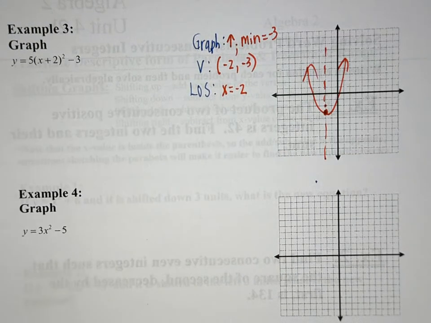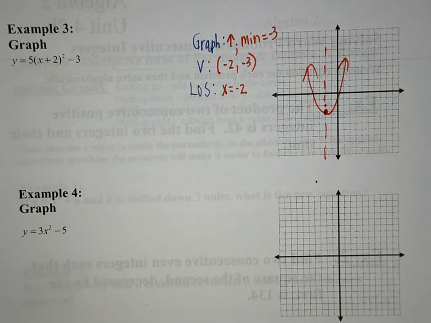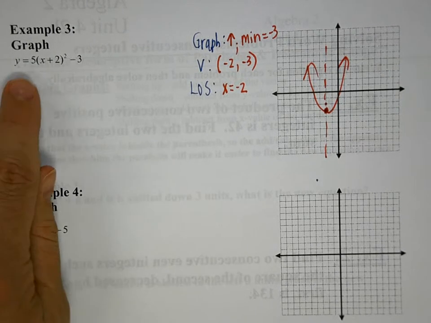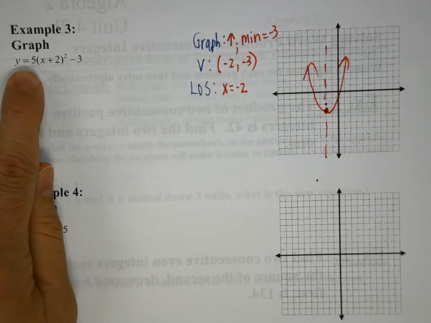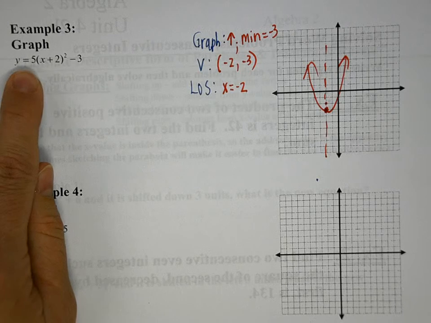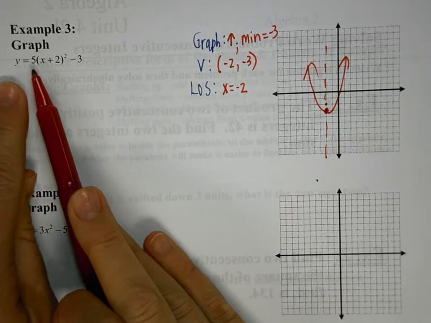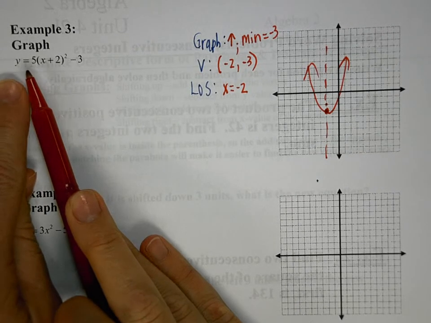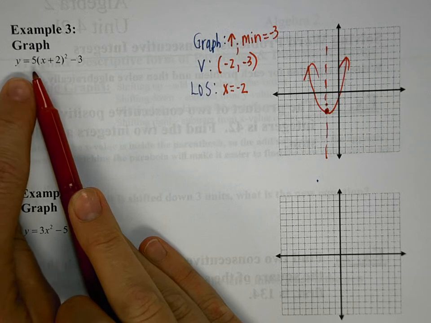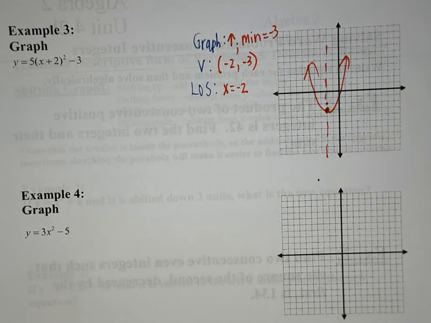Yes? So why was the 5 there? This 5 right there is your A. That's telling you if you're going up or down. It also is telling you if it's wider or narrower. Since 5 is a number greater than 1, it would be a narrower graph, whereas if this was 1/5, it'd be a wider graph. Okay? Any other questions right now?